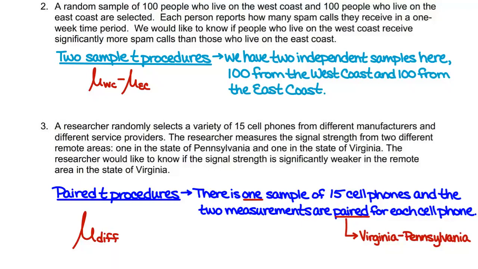So they have 15 cell phones. They go to Virginia and they test the signal strength there on each of the 15 phones, and then they take the same 15 phones to Pennsylvania and they check the signal strength there. So one sample, 15 randomly selected cell phones, two measurements that get paired for each of those 15 phones.